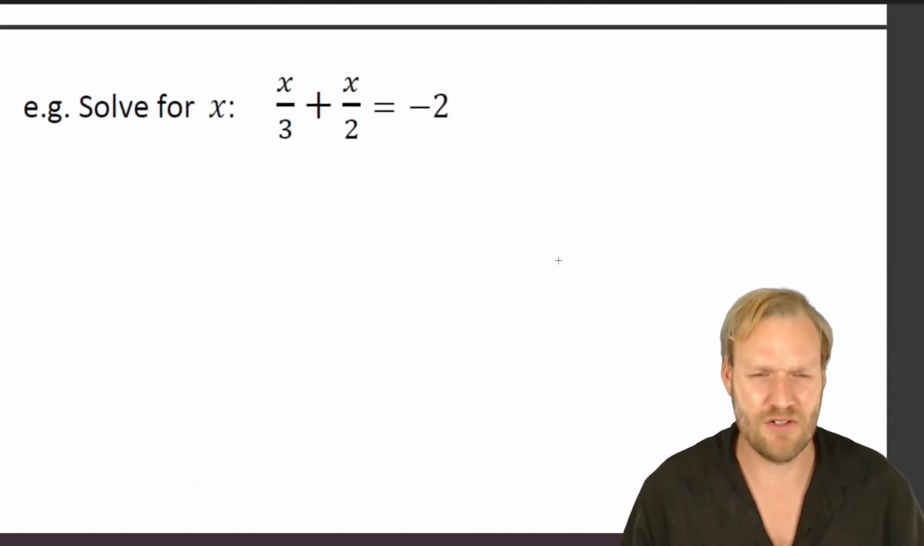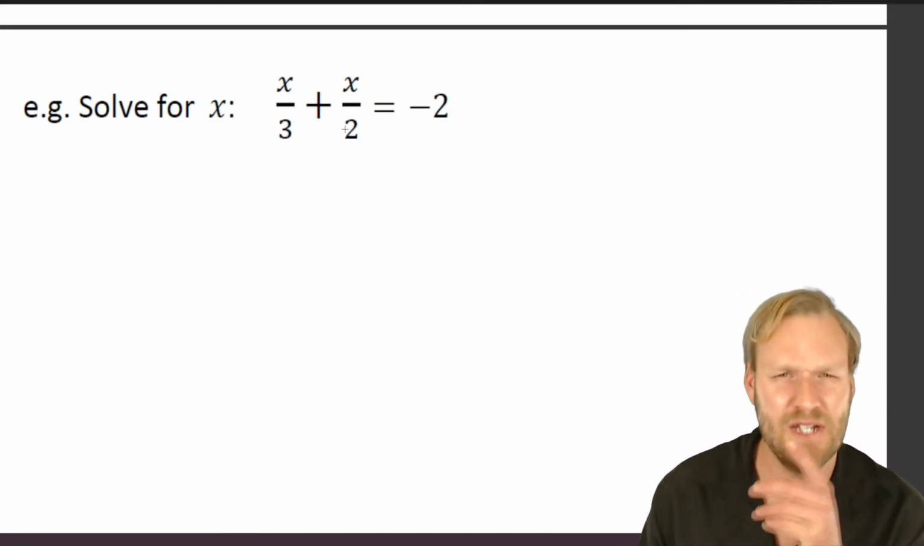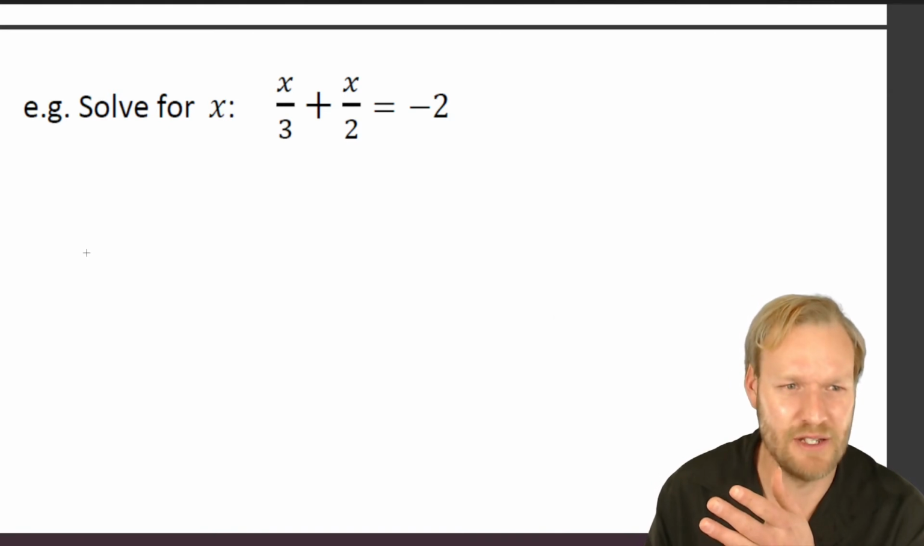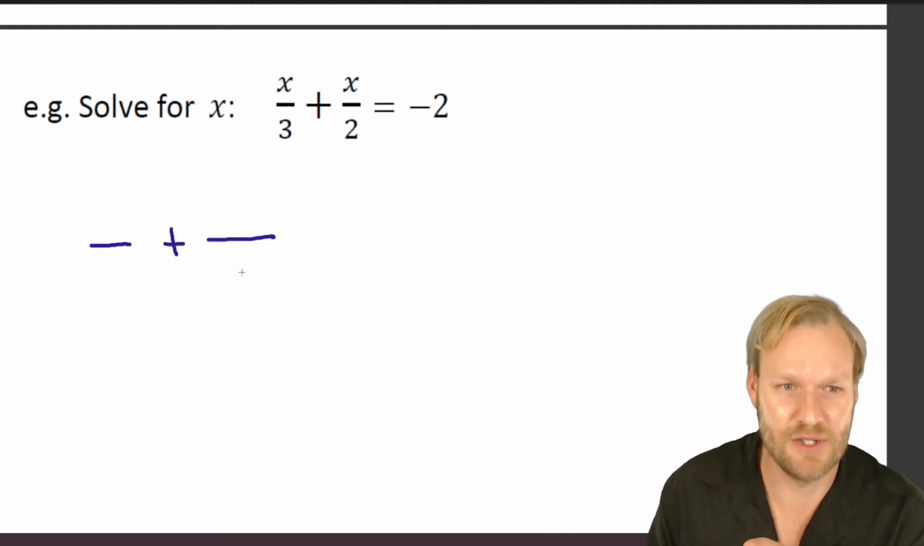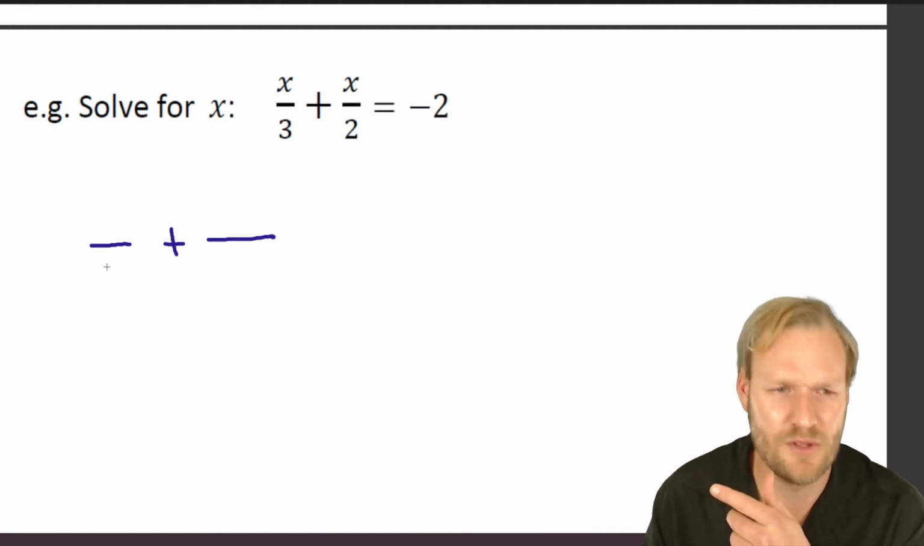Solve x. x over 3 plus x over 2 equals -2. Now, what do you need to do when you add fractions? Well, we need a lowest common denominator. So it would be useful if on the left-hand side, we had this as the lowest common denominator. And what is our LCD of 3 and 2? Well, it would be 6.